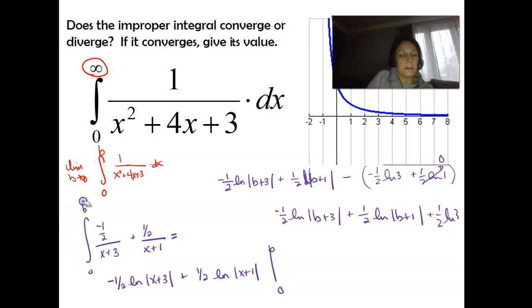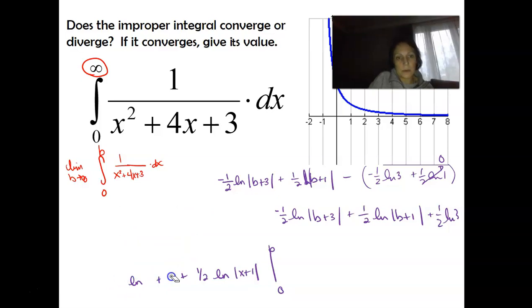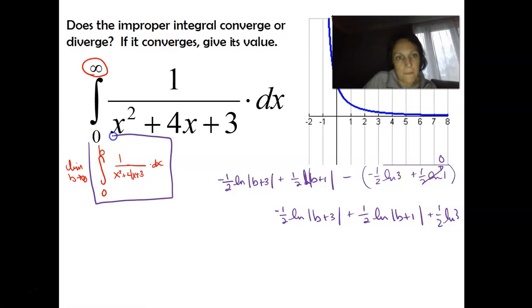I have now evaluated my integral. We have done this piece. The integral from 0 to b of that function is that right there. Okay, I'm done with my integral. Now I have to do this part.